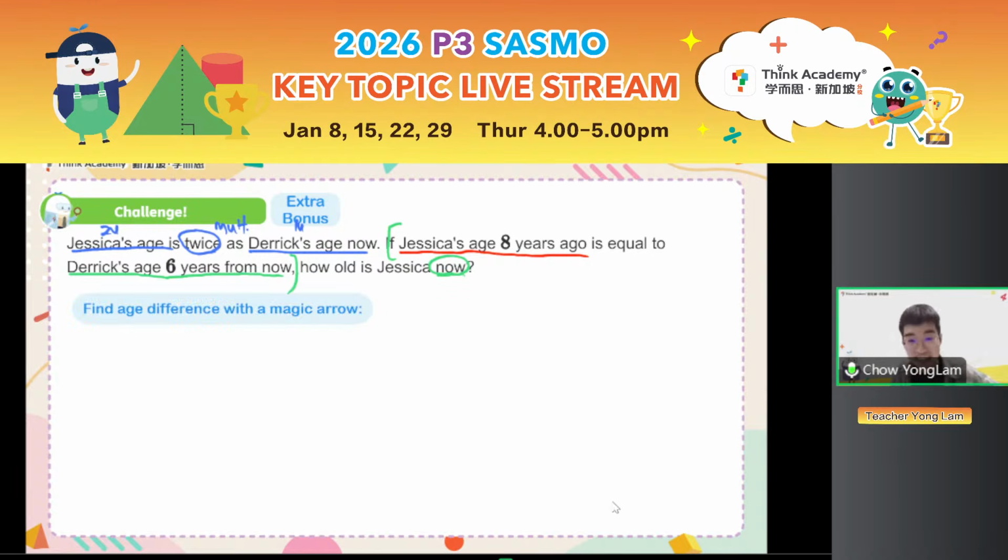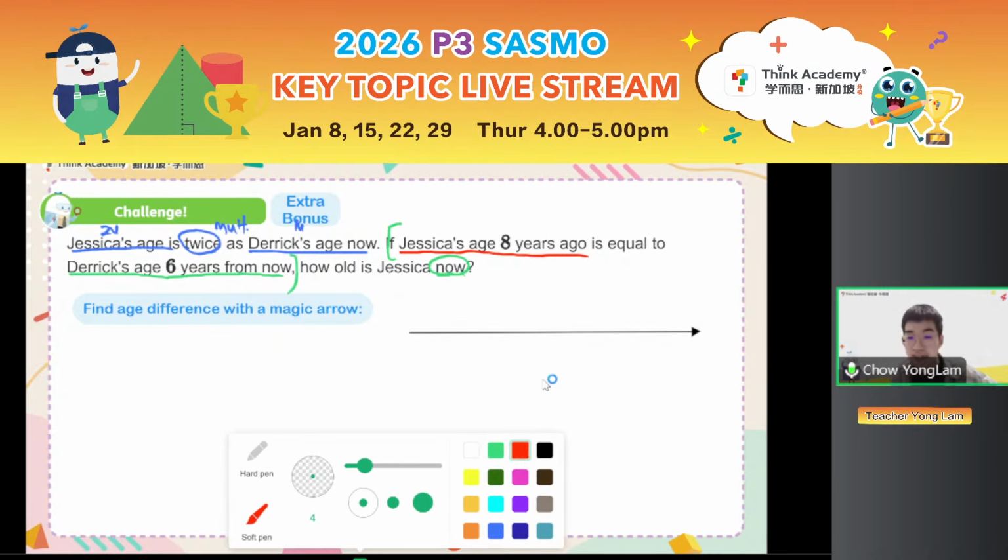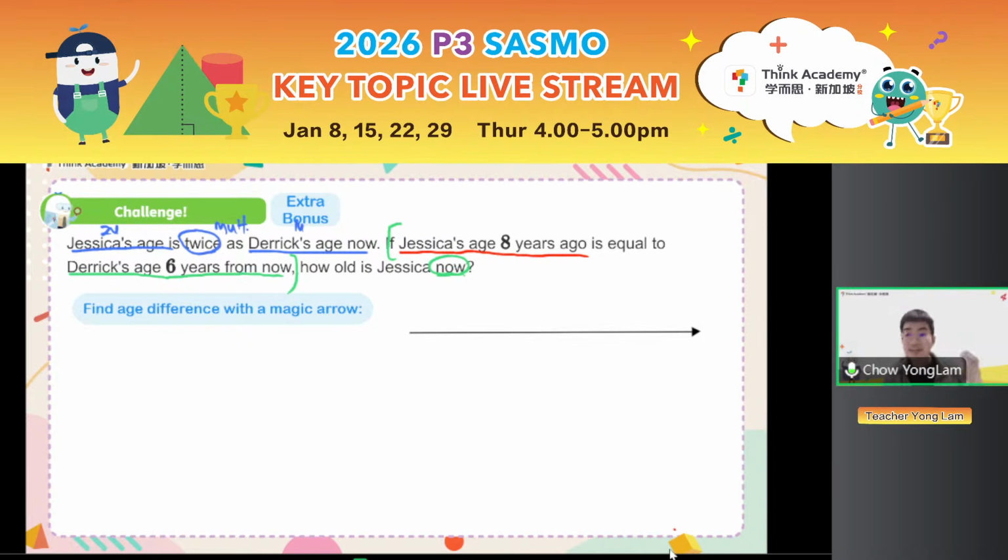To really understand this, we will find the age difference with a magic arrow. So let's draw out a magic arrow again. Previously, in the sum and difference problem, left side is less, right side is more. Usually the right side is the side that we indicate as the part with more. So similarly here, I will use the right side to label an older or greater age, and the younger age is on the left.